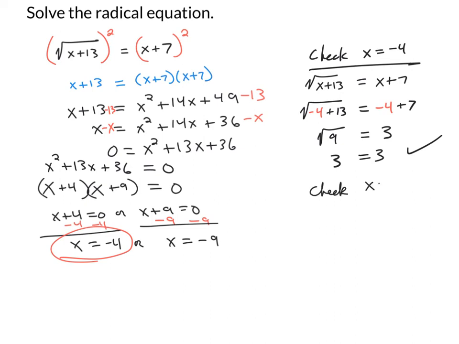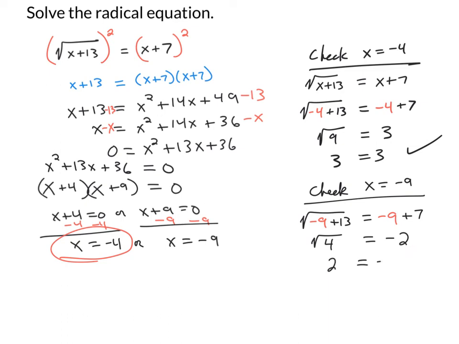So let's check x equals negative 9. I'm going to put a negative 9 in here for the x. And on the other side, I'm going to do the same thing and see what we get. On the left side, I get the square root of 4, and on the right side, I get a negative 2. Well, the square root of 4 is 2, but 2 does not equal negative 2, so that one does not check. So I'm going to come over here and cross this one out, and this guy here is my only solution.